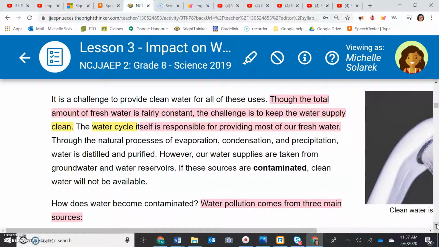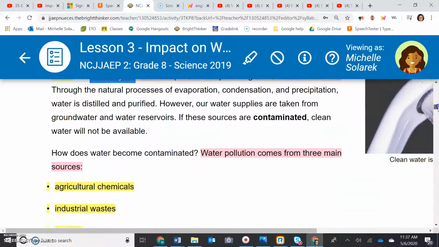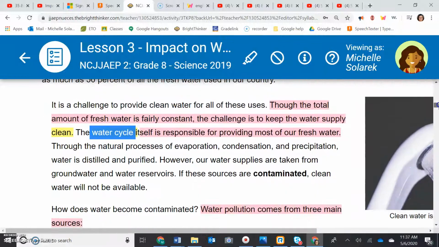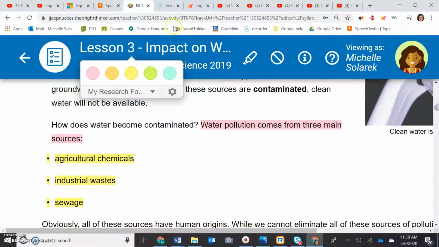Number 2, what is responsible for providing most fresh water? I'll make the answer right there in blue for you. What is responsible for providing most of our fresh water? The water cycle is. Okay, very good. So you should have down number 1 clean, number 2 water cycle.